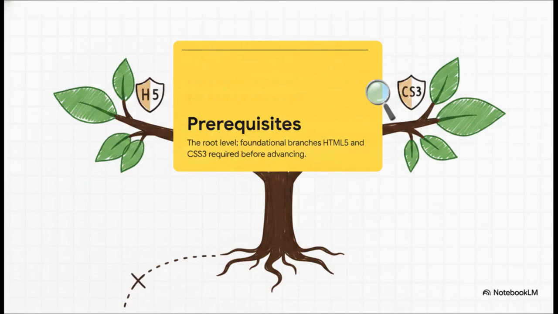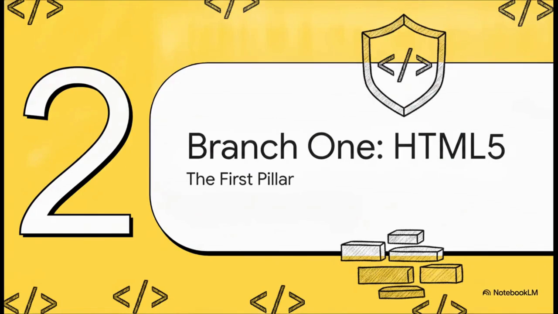So what exactly do we mean by prerequisites in this context? Well, at the root level, we have our absolute baseline. It's the root folder from which everything else grows. From this trunk, HTML5 and CSS3 emerge as strict, non-negotiable requirements. You absolutely cannot bypass this root before advancing deeper down the stack. It's the starting line for the whole shebang. Branch 1, HTML5, the first pillar.